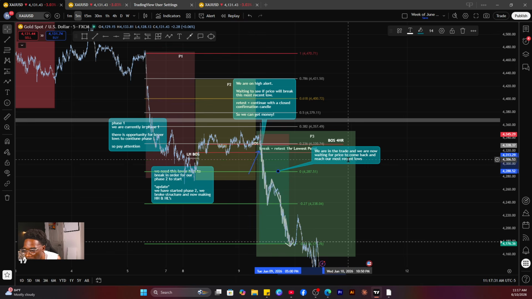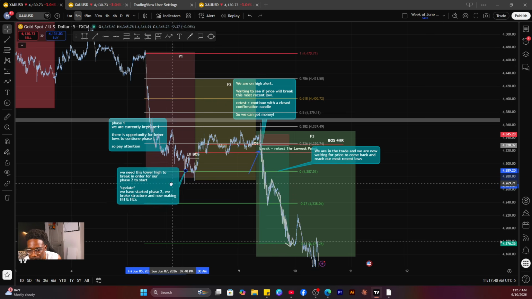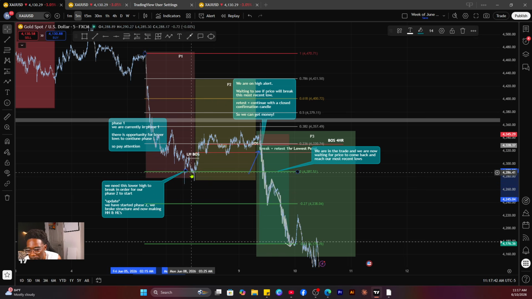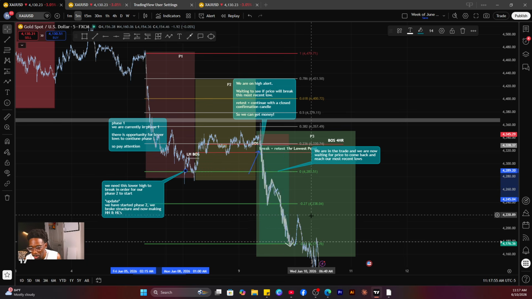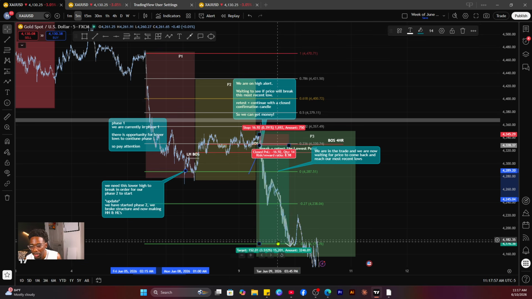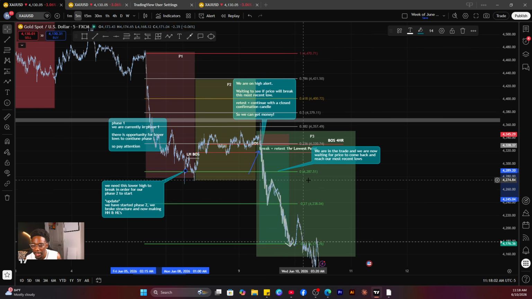Right here, I said we are in the trade, and we are now waiting for price to come back and reach our most recent low. This is our most recent low. This is where on the 1 hour we made equal lows. So equal low is my beginning right there. All I need is one TP, and if I want to hold, let a runner run, my fibs let me know where I should look for TP1, TP2, and TP3.